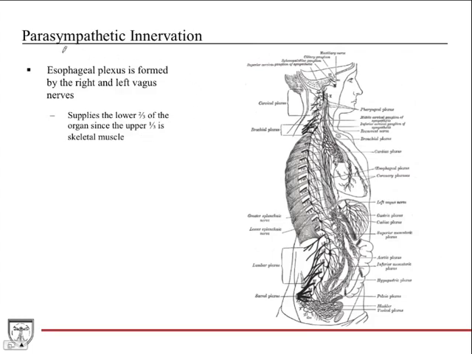Parasympathetic innervation is much more important. The esophageal plexus is formed by the right and left vagus nerves. You can see the esophageal plexus in here. And then it supplies the lower two-thirds of the organ, since the upper one-third is skeletal muscle. So that's more somatic innervation.